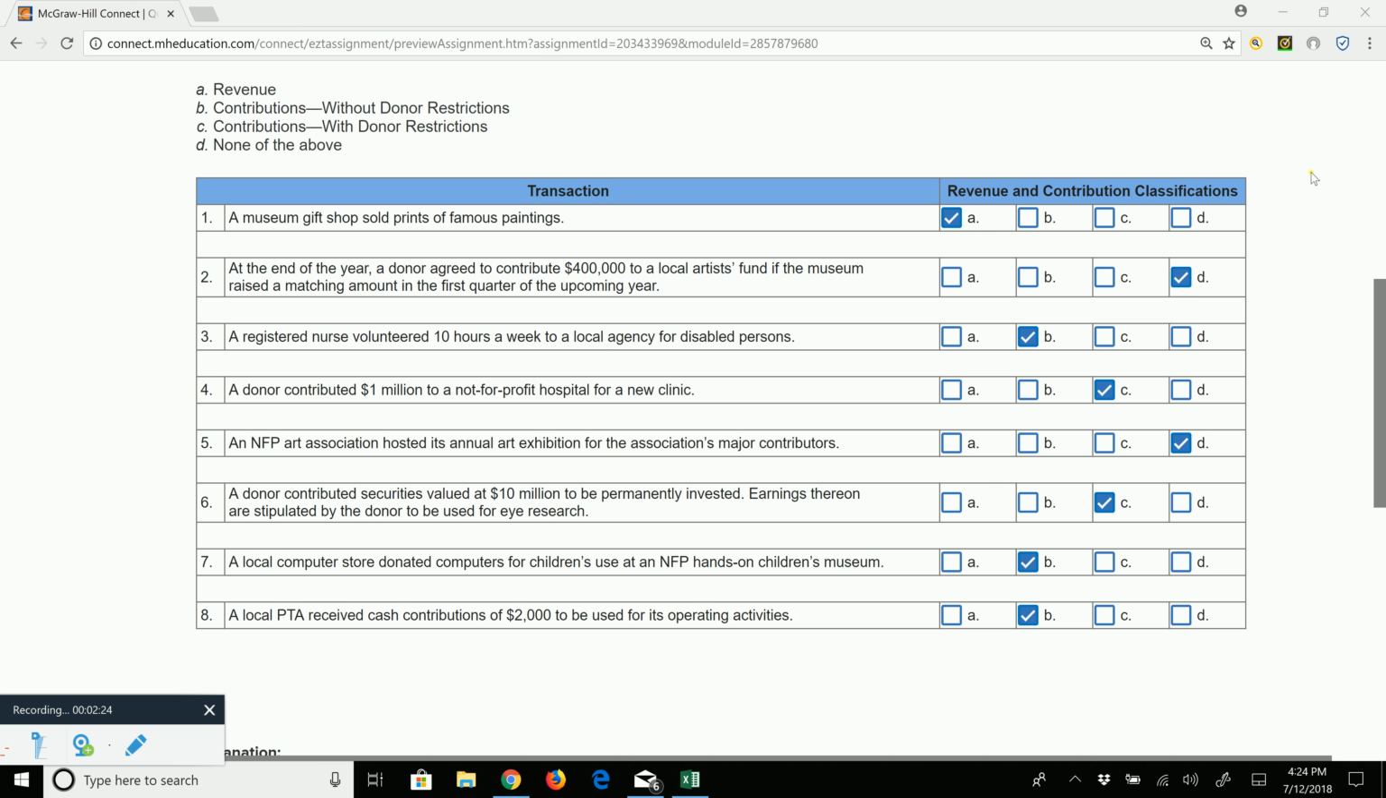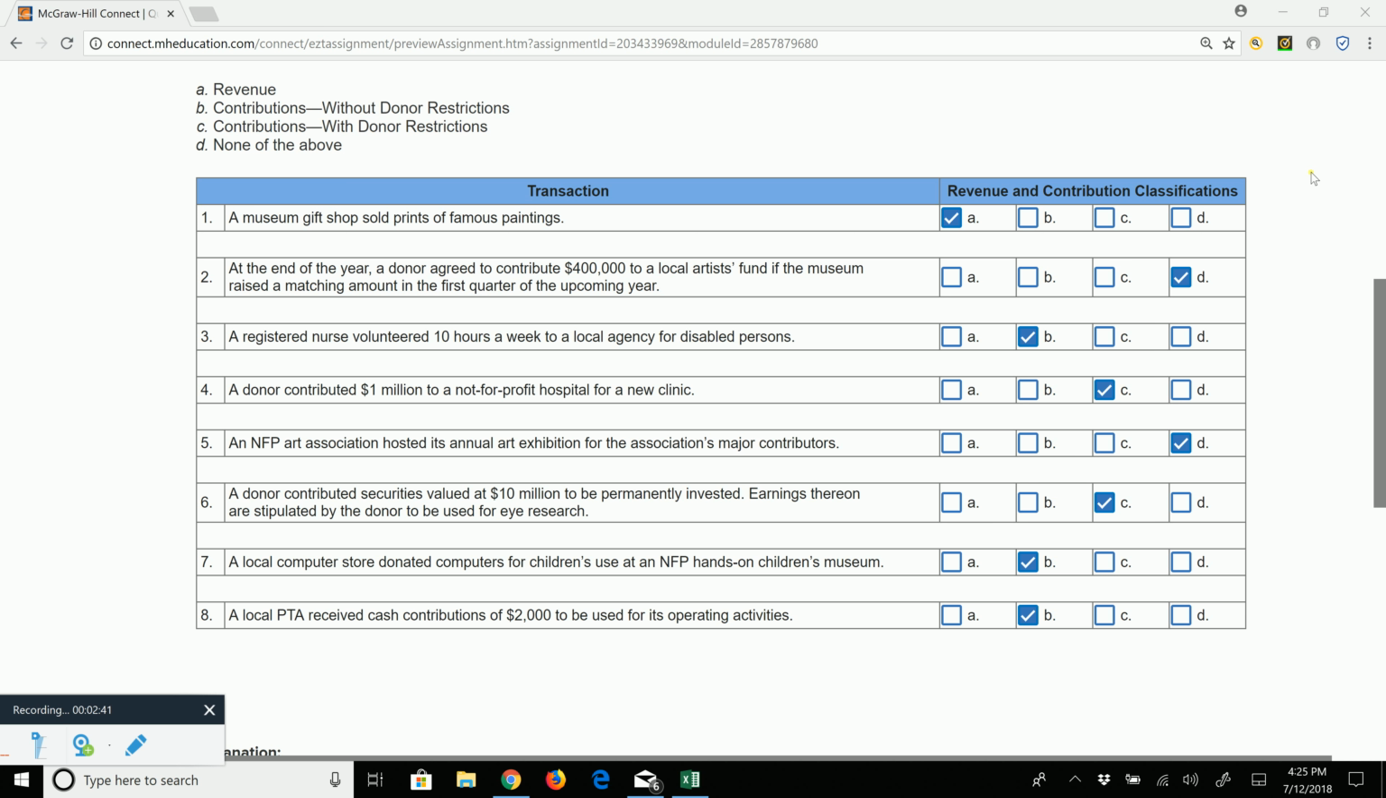This is where there is a condition. Conditions are not okay for revenue recognition purposes. Now, this is perfectly legal. But for revenue recognition purposes, we cannot record this at this time. So the answer is none of the above.